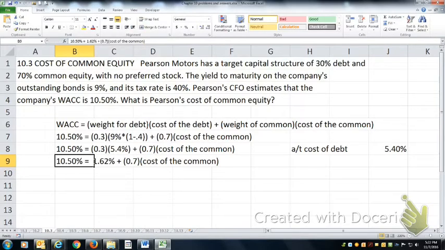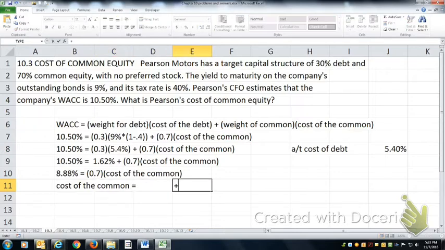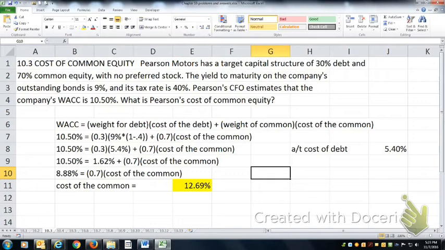Alright, if I subtract the 1.62 from both sides, on this side, 10.5% minus 1.62%, so that'd be 8.88% is equal to 0.7 times the cost of the common. Now I divide both sides by 0.7, and then I'll have the cost of the common equal to 8.88% divided by 0.7, 12.69%.